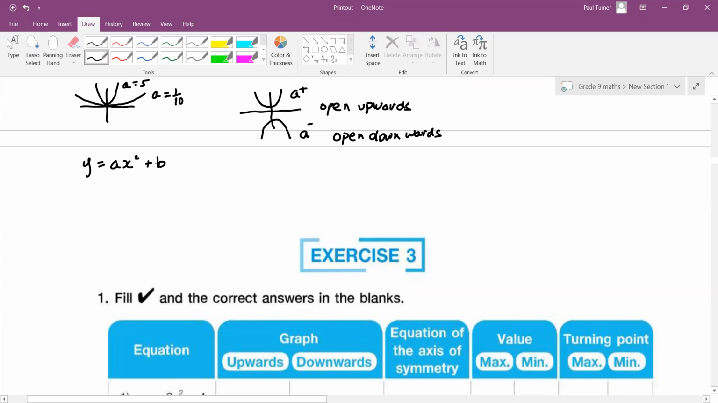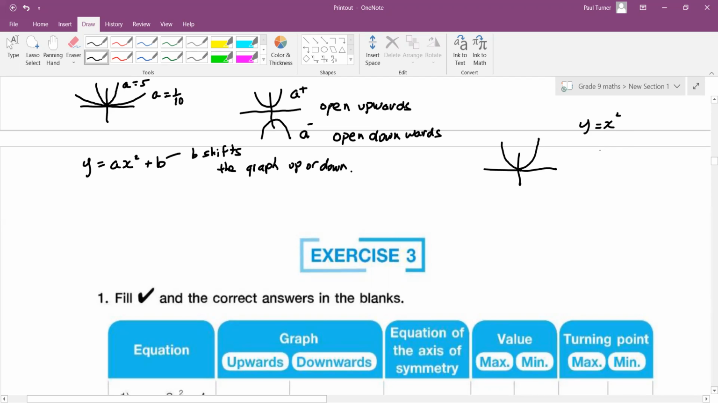Now, you may remember about b, that will move your graph up or down. So b shifts the graph up or down. So for example, if we had y equals x squared, that graph is just drawn in here as normal. That one is always there through the origin, there's 0, 0.